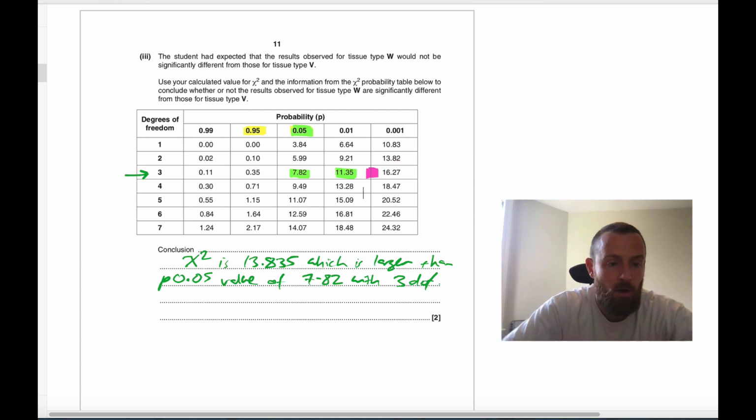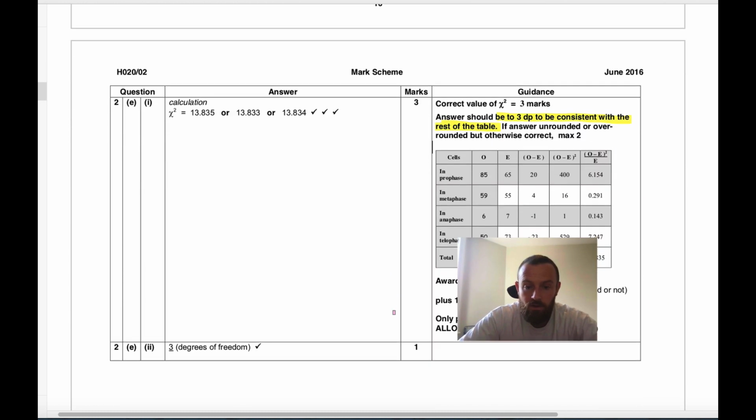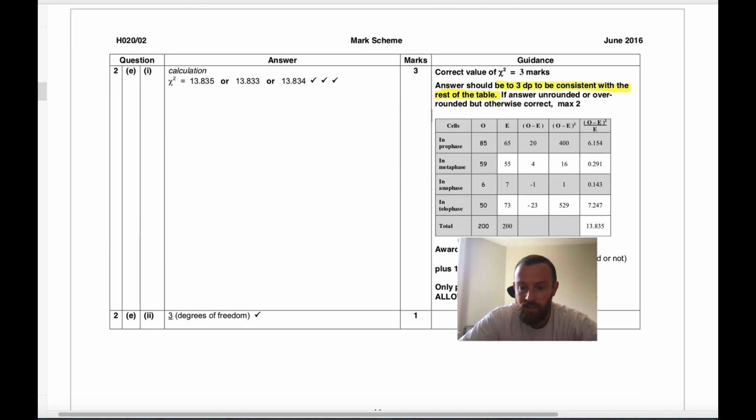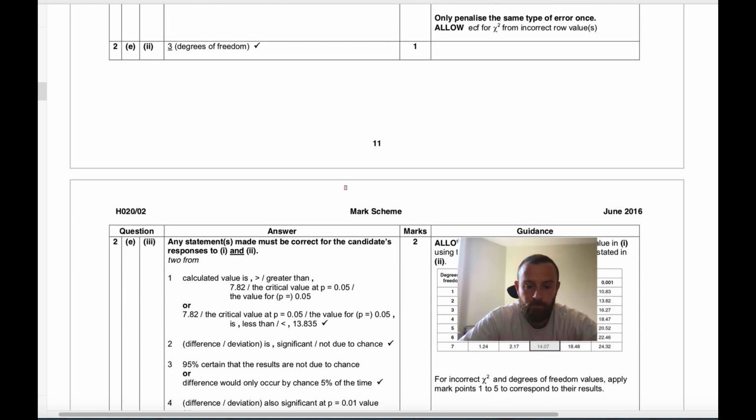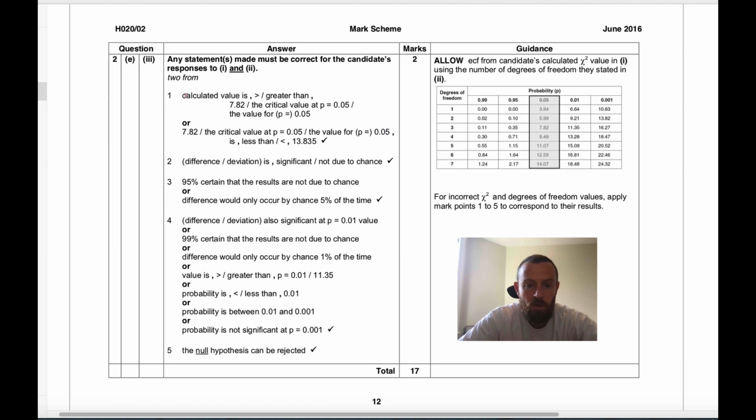Okay, so let's look at the mark scheme there. First of all, you get marks for filling out this table. We've already looked at that. Then 3 degrees of freedom, and then in terms of the conclusion, the calculated value is greater than the critical value at P 0.05, so the difference is significant and is not due to chance. And then the fourth point here is that the chance that the difference is due to chance is even less than 0.01.